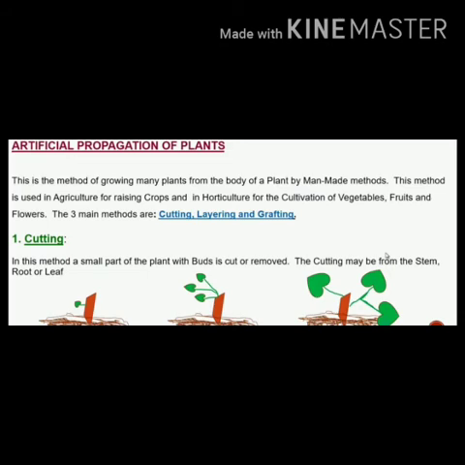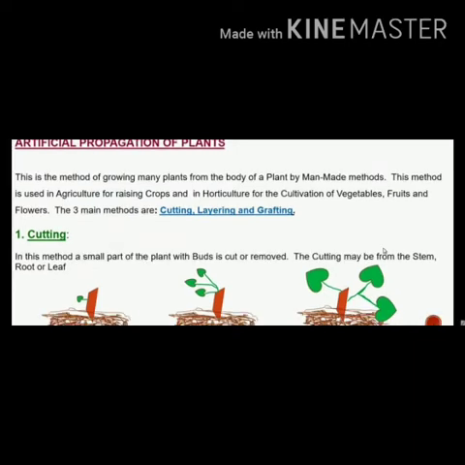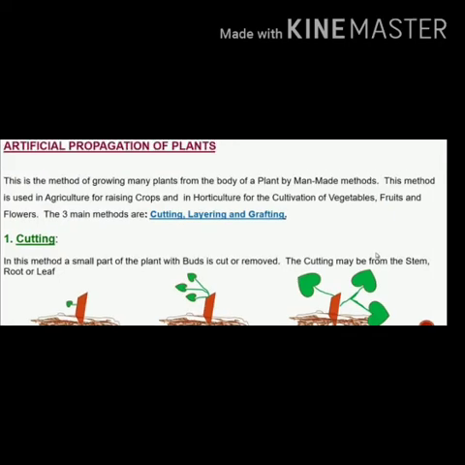Now what is artificial propagation of plants? This is a method of growing many plants from the body of a plant by man-made methods. This method is used in agriculture for raising crops and in horticulture for the cultivation of vegetables, fruits and flowers. There are three main methods of artificial propagation: cutting, layering and grafting.